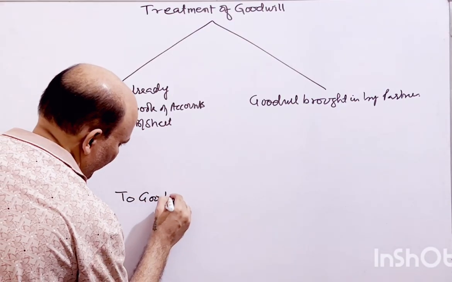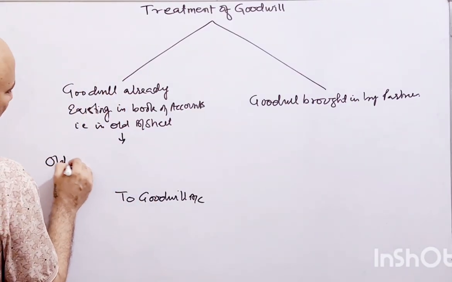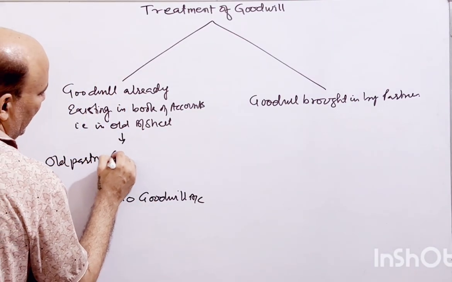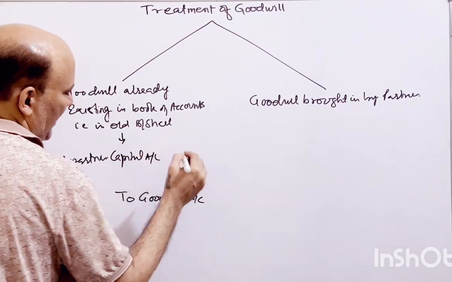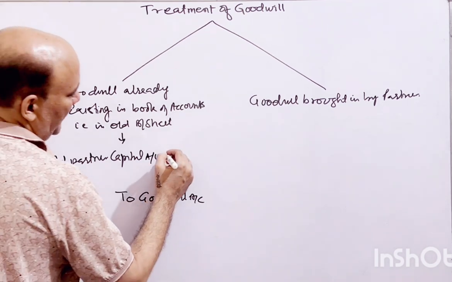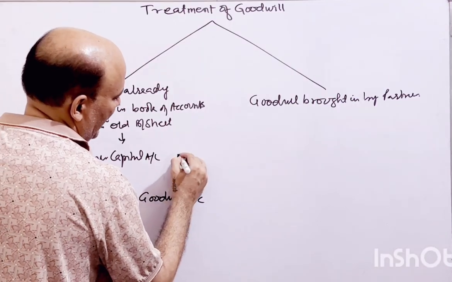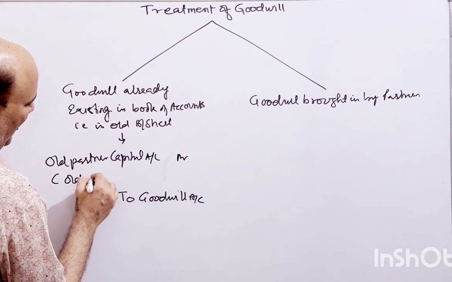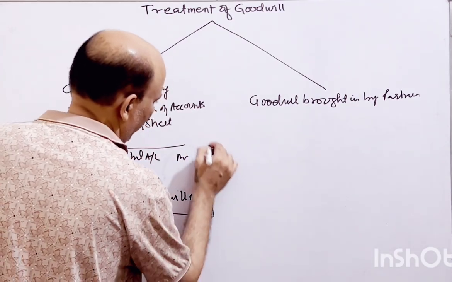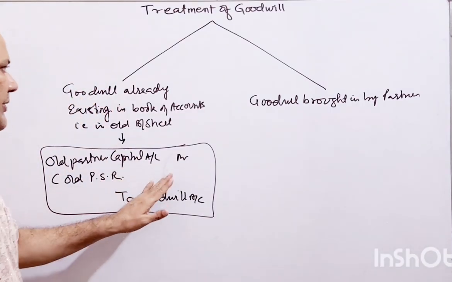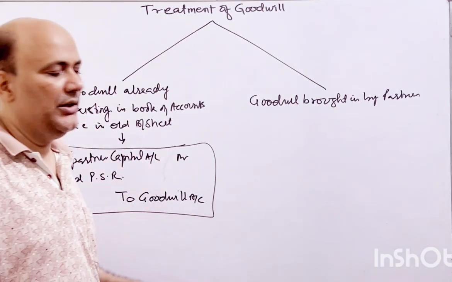Goodwill account credit. And all the old partners' capital accounts, I'm writing here capital account, thinking that they have fluctuating capital accounts, so capital account or current account as the case may be, will be debited in the old PSR, old profit sharing ratio. This would be the entry. This general entry you have to take when the goodwill is already appearing in the books of account.